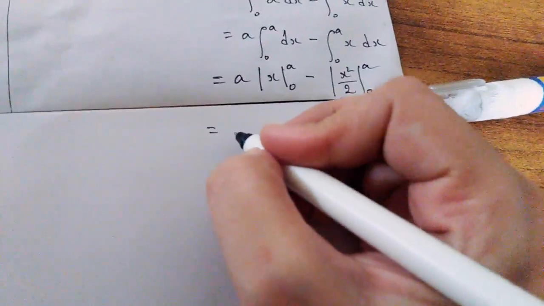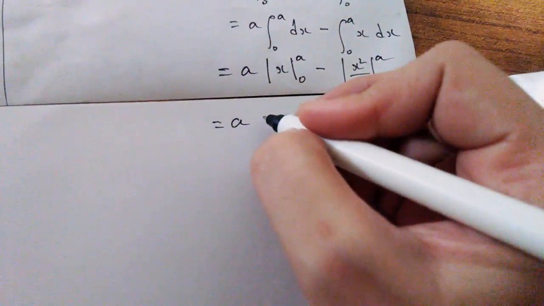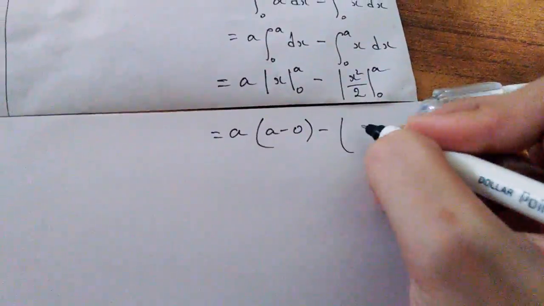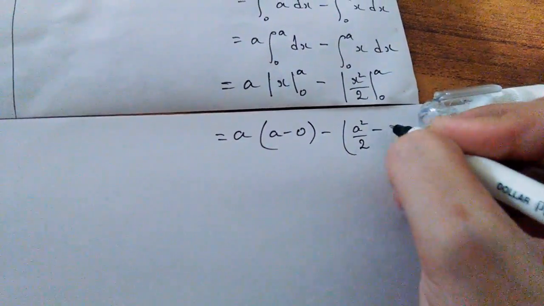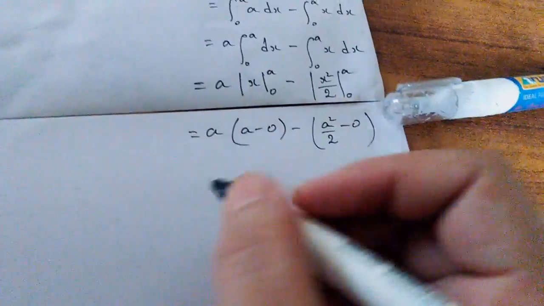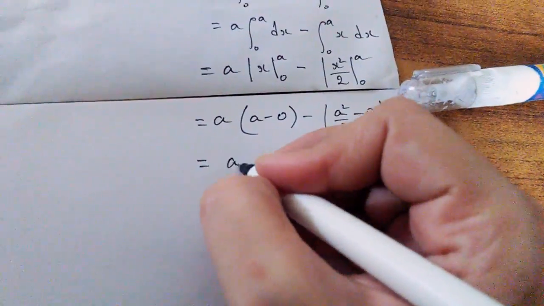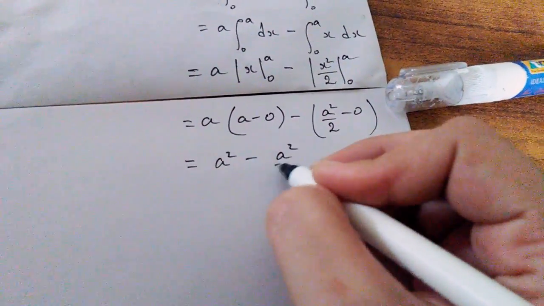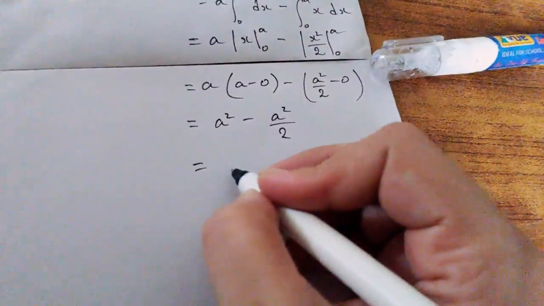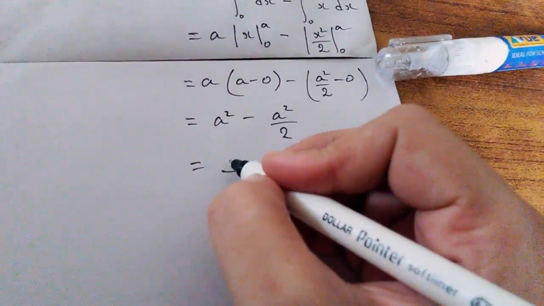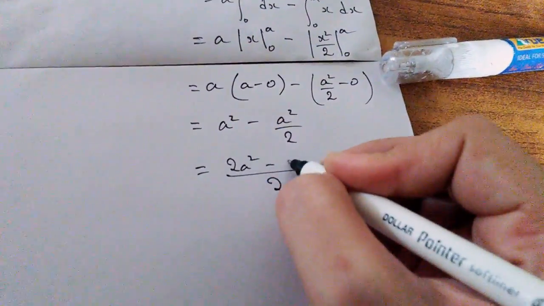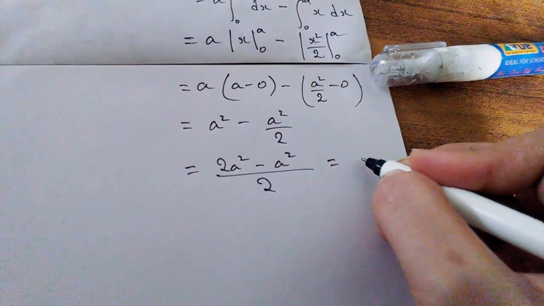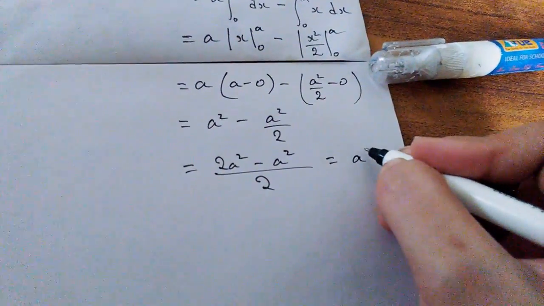So let us apply the limits. It's going to be a minus 0 minus, and it's going to be a squared upon 2 minus 0. Alright, this is it. Now let us simplify. It's going to be a squared minus a squared upon 2. Then you simply take the LCM of it. It's going to be 2a squared minus a squared. I hope you're well aware how to take out the LCM, or how to add or subtract the fractions.